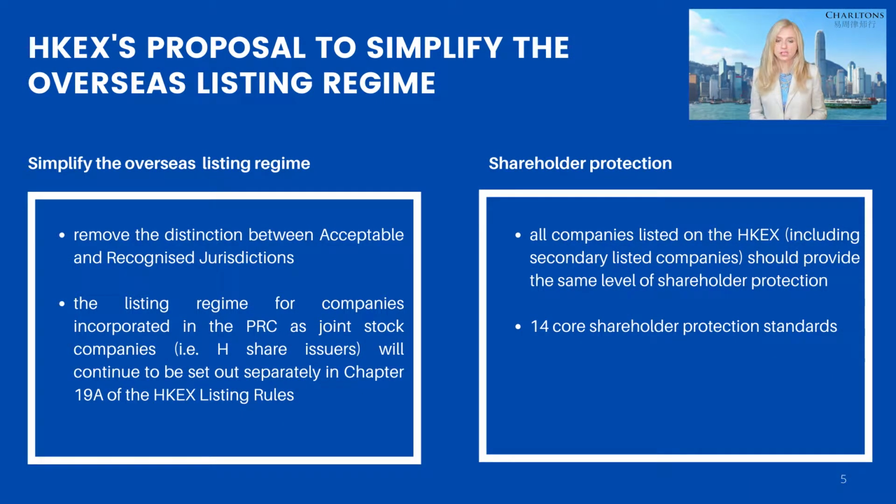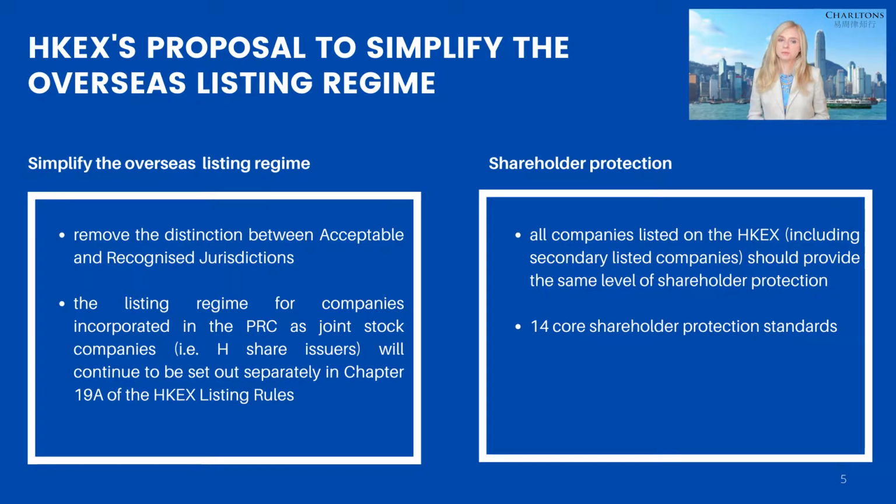Moving on to the Hong Kong Exchange's proposals. The Hong Kong Exchange is proposing to simplify the listing requirements for companies incorporated outside Hong Kong and the PRC, that's overseas companies, by removing the current distinction between overseas companies incorporated in acceptable jurisdictions and those incorporated in recognised jurisdictions. However, the listing regime for companies incorporated in the PRC as joint stock companies, that's H-share issuers, will continue to be set out separately in Chapter 19A of the Listing Rules.